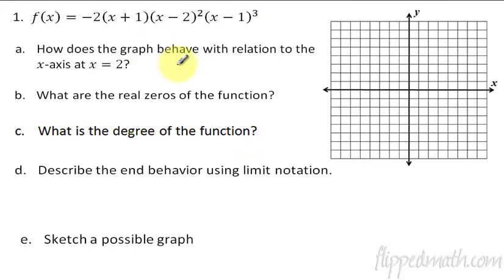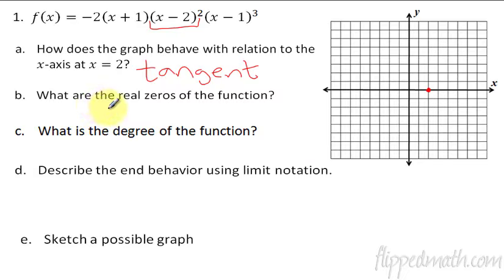So how does the graph behave with relation to the x-axis at x equals 2? So here's our x-axis. At x equals 2, we are talking about this factor right there. Since the multiplicity is even, it is going to be tangent to the x-axis, or in other words, it kisses it. Just kind of comes down to the 2 right here.